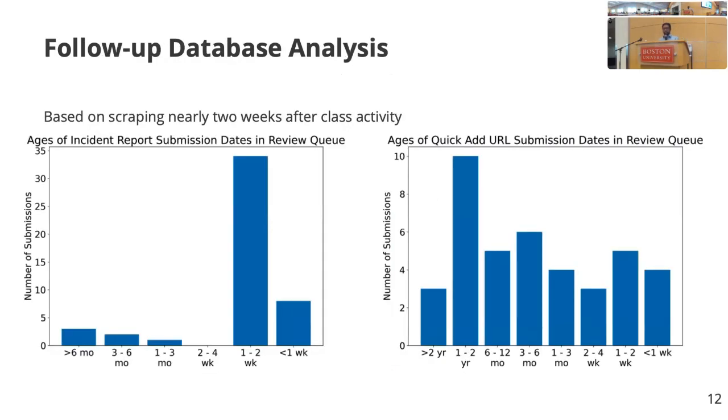After the class activity, we scraped more information from the database ourselves to derive some supplementary findings. First, we observed the ages of the items in their incident report review queue, specifically those of the full incident report submissions and quick add URL submissions. We found that most full report submissions were 1 to 2 weeks old, while quick add URL submissions were more evenly distributed in terms of age and older in general.